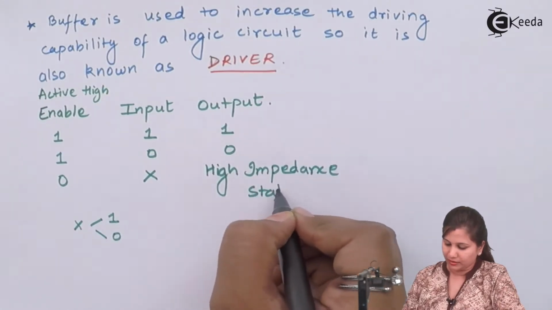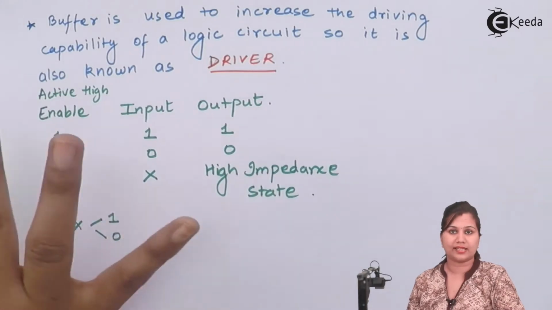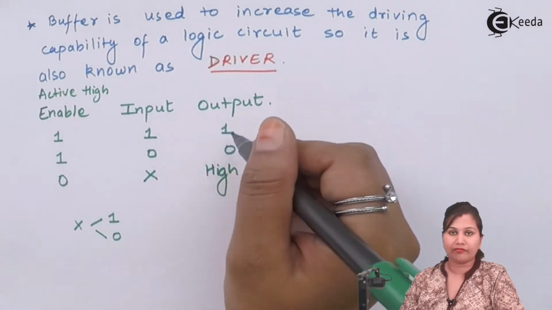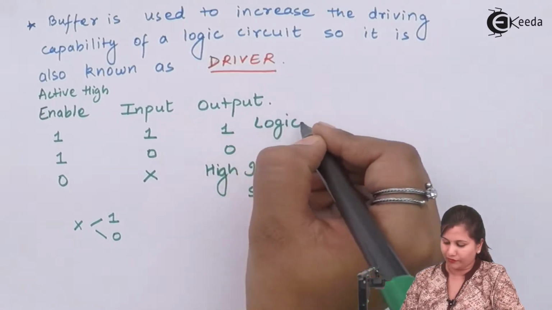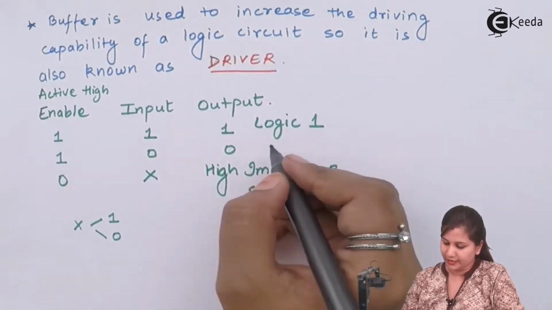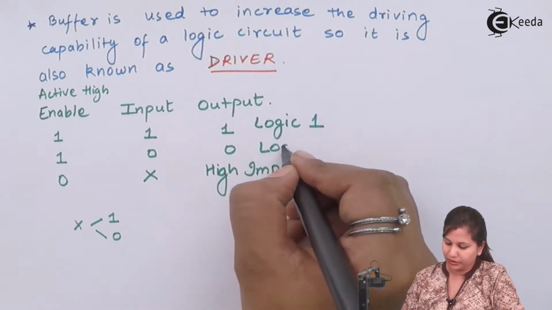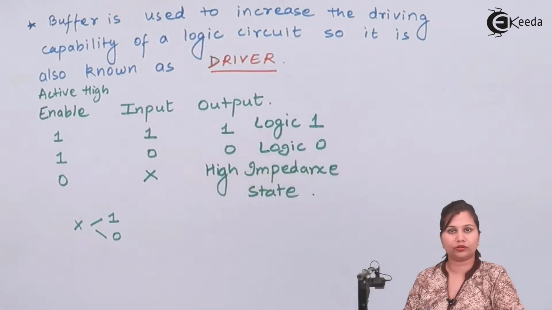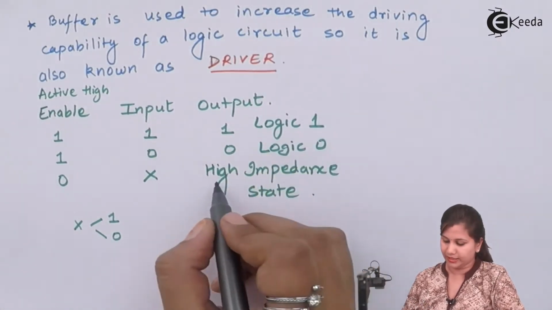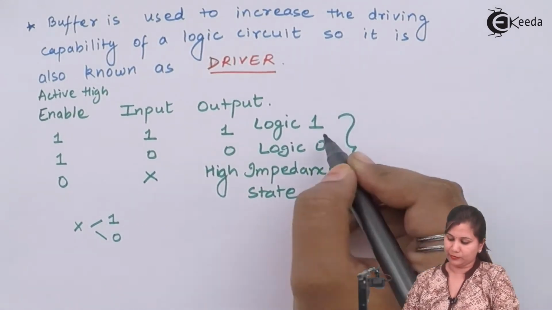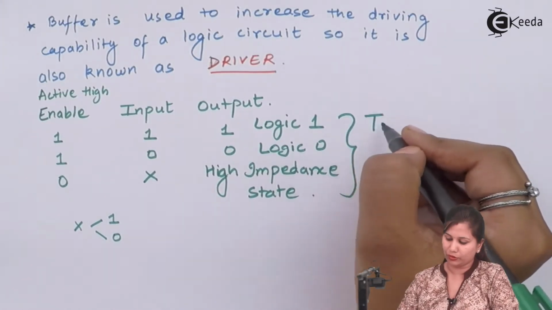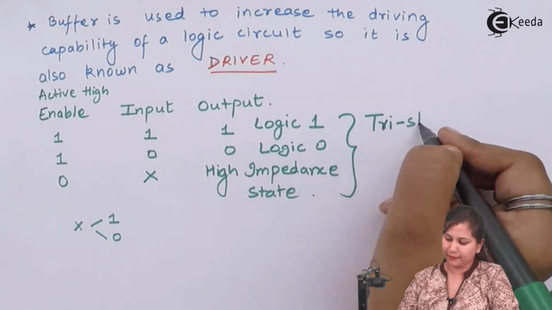So we are saying that this is a tri-state buffer. When the output is 1, this is the logic 1 state, or we can say the high level state. This 0 output is the logic 0 state or the low level state, and the third state is the high impedance state. So due to these three types of states, this buffer is called the tri-state buffer.